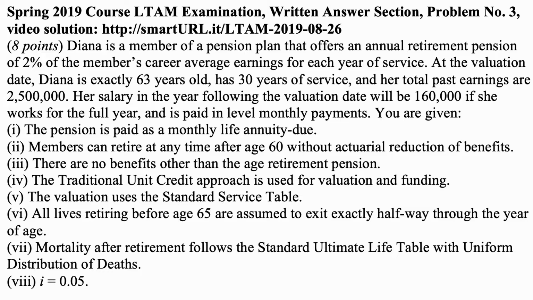At the valuation date, Diana is exactly 63 years old, has 30 years of service, and her total past earnings are $2,500,000. Her salary in the year following the valuation date will be $160,000 if she works for the full year and is paid in level monthly payments. You are given that the pension is paid as a monthly life annuity due. Members can retire at any time after age 60 without actuarial reduction of benefits. There are no benefits other than the age retirement pension.